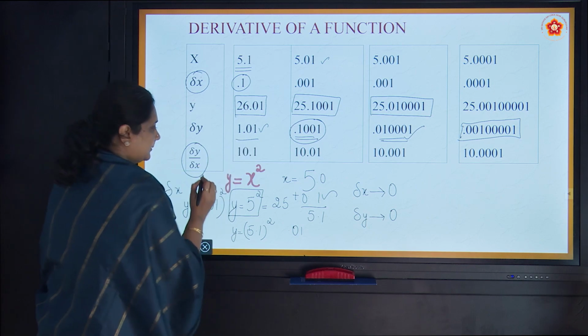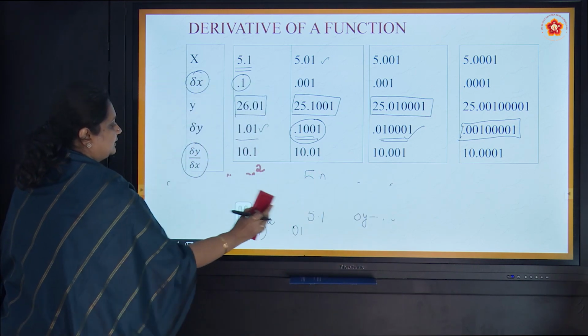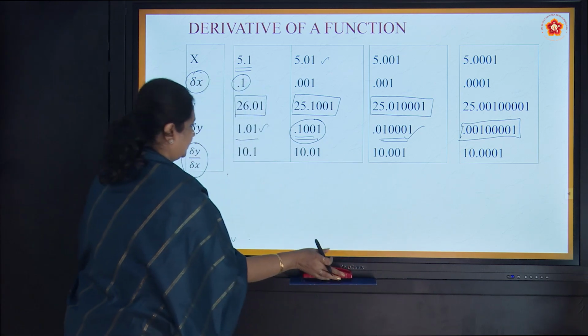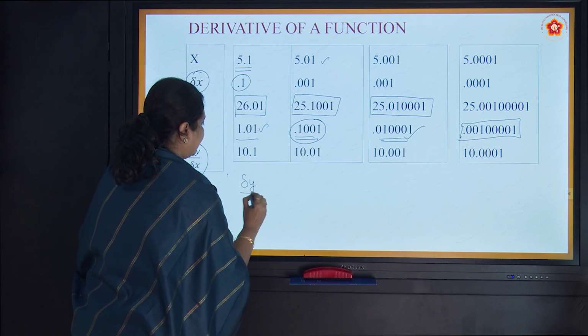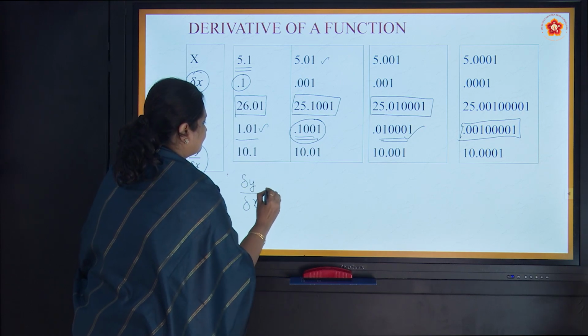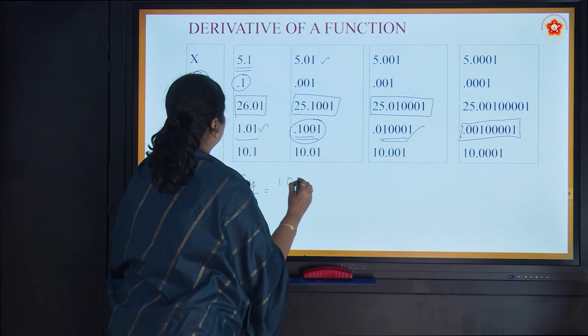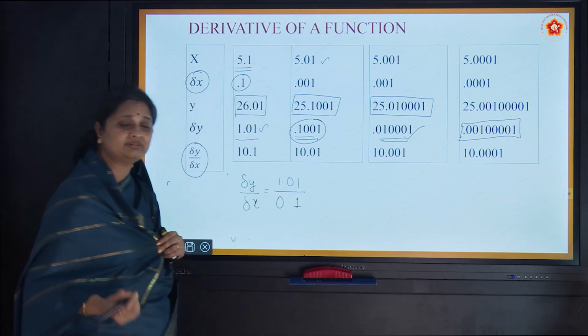So what happens? I basically have to divide both the quantities and see the ratio. So delta y by delta x here is going to be 1.01 by 0.1. How do I find this value?